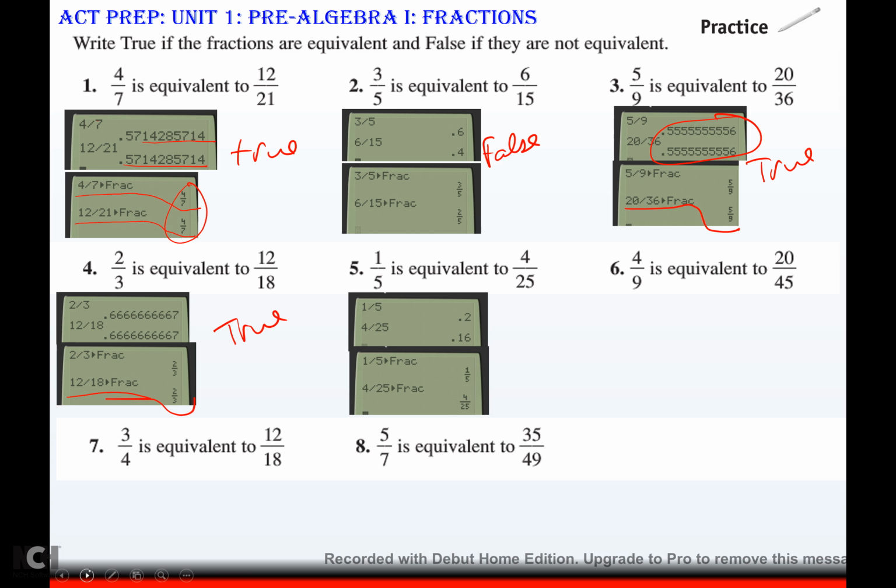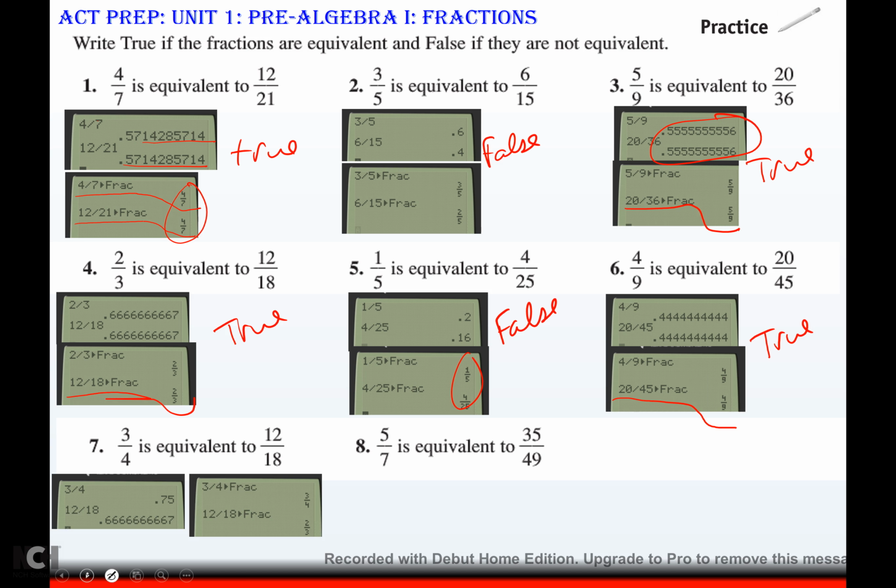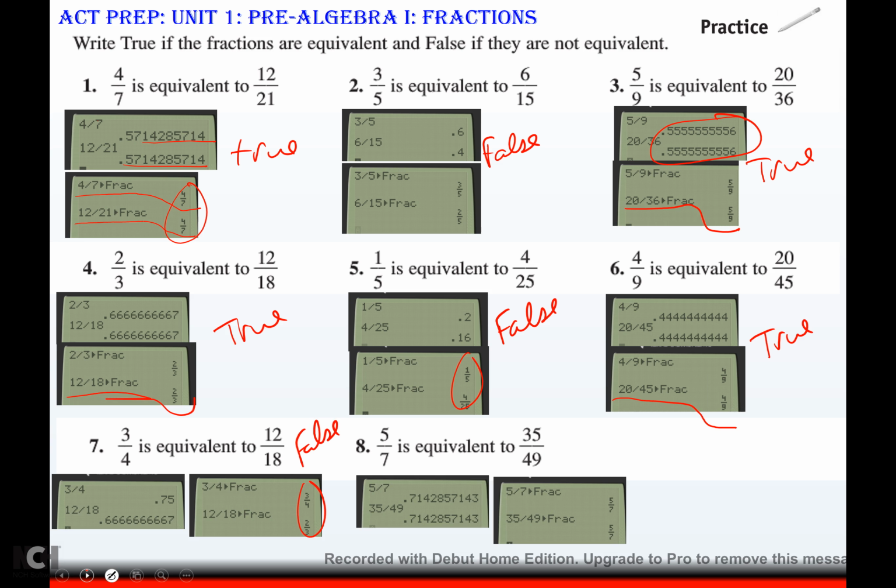Okay, 1/5 is 0.2, 4/25 is 0.16, they are not equivalent, so this one is false. Okay, 4/9 is 0.4 repeating, 20 over 45 is 0.4 repeating. You can see 20 over 45 reduces down to 4/9, which is equivalent, so this one is true. 3/4 comes out to 0.75, 12/18 comes out to 0.6 repeating. They do not match, so that's false. And finally, 5/7 and 35/49 do, so that one is true.